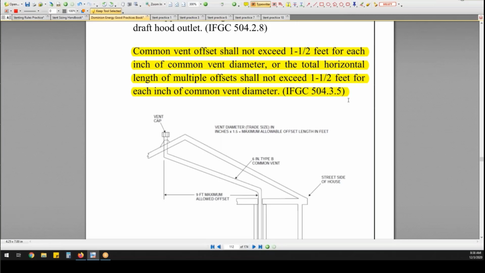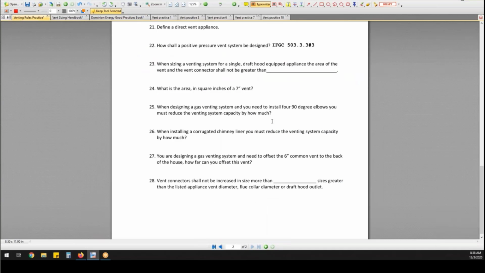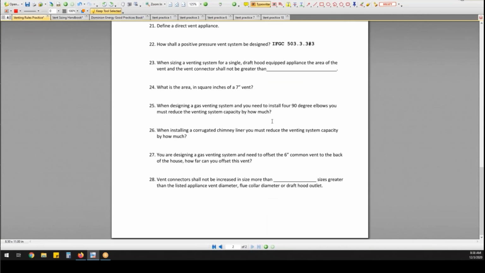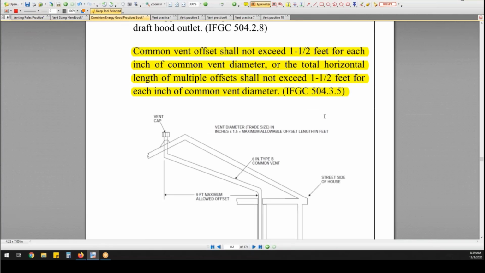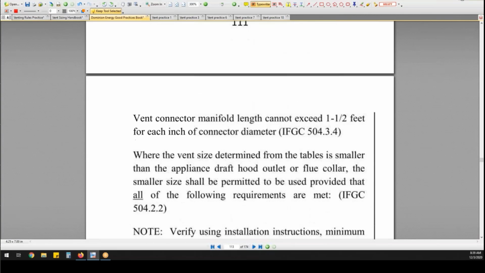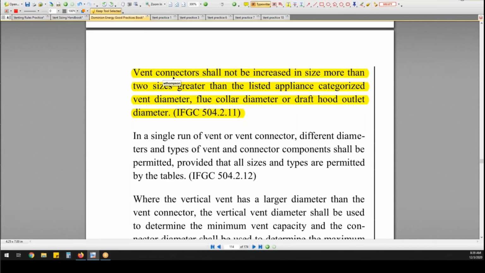All right, we have one more left, number 28. So go ahead and finish this on the last one, Turner, and then we'll start learning how to size vents and use the tables. So vent connectors shall not be increased in size by more than 2 sizes greater than the listed appliance vent diameter, on page 113 of Good Practices. Vent connectors shall not be increased in size more than 2 sizes greater than the listed appliance categorized vent diameter, flue collar diameter, or draft hood outlet diameter.